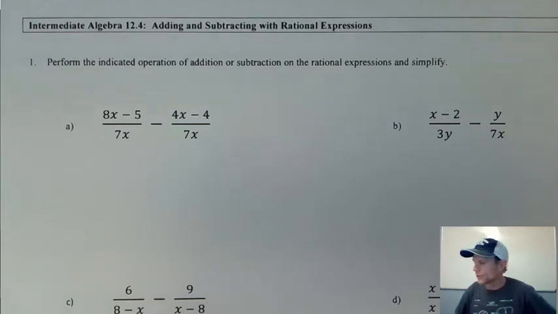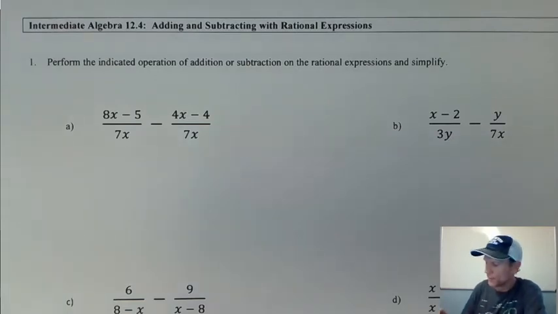All right, let's get started with 12.4. What we've been working with are rational expressions, and in 12.3 we looked at finding the least common denominator, which is going to help us do addition and subtraction of rational expressions.